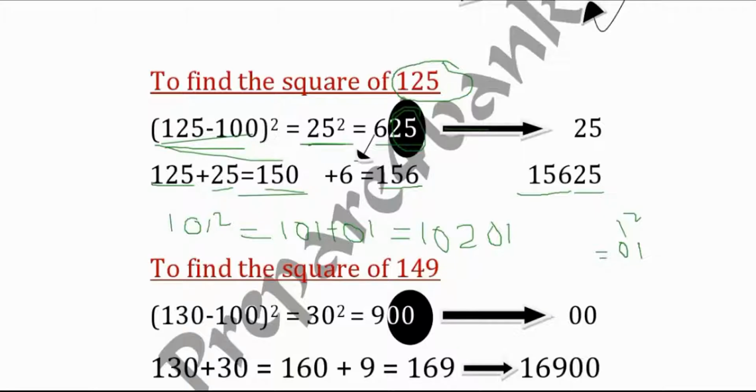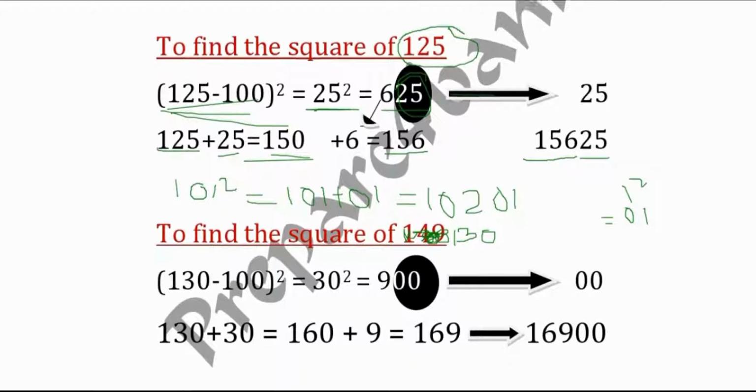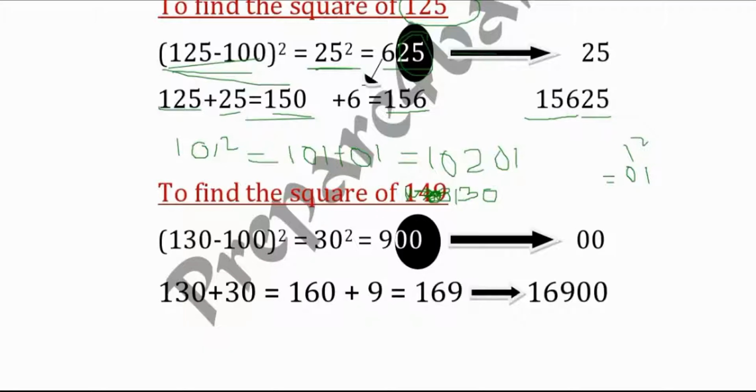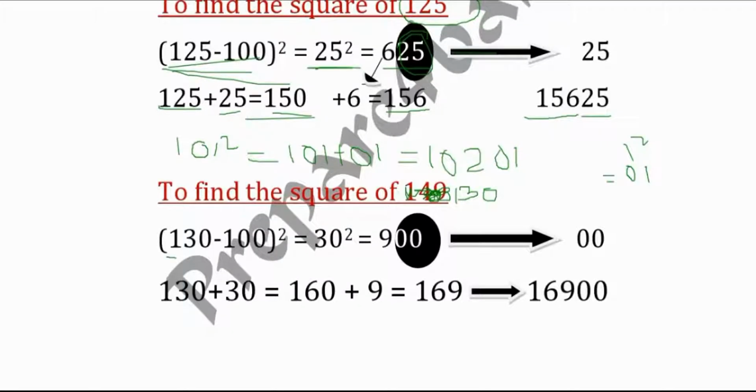Sorry, this should be 130. So we are next going to find the square of 130. What do we have to do? Just subtract 100 from the number. 130 minus 100 is 30, right? And find the square of that number, 900.